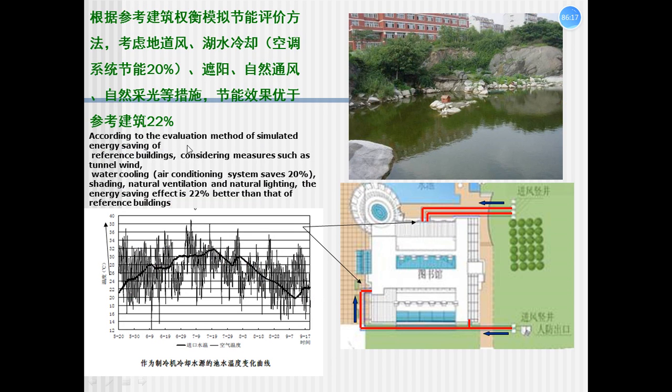According to the evolution method of simulated energy saving of reference buildings, considering matters such as terminal vent, water cooling, the air conditioning system saves 20%. With shading, natural ventilation, and natural lighting, the energy saving effect is 22% better than that of reference buildings.